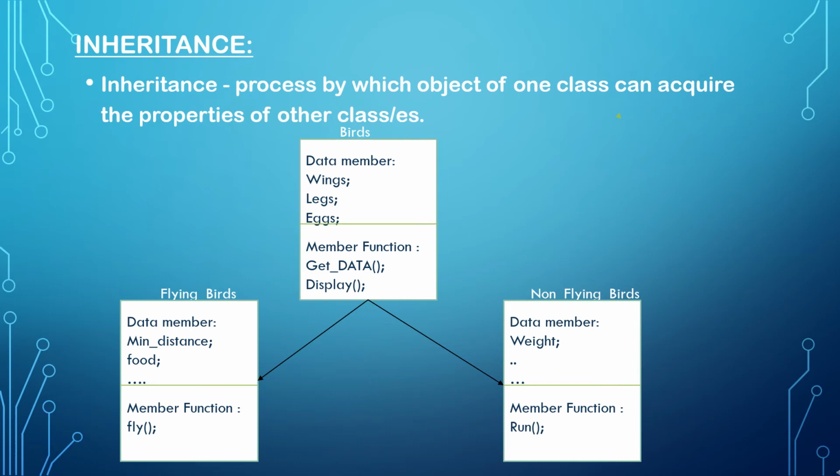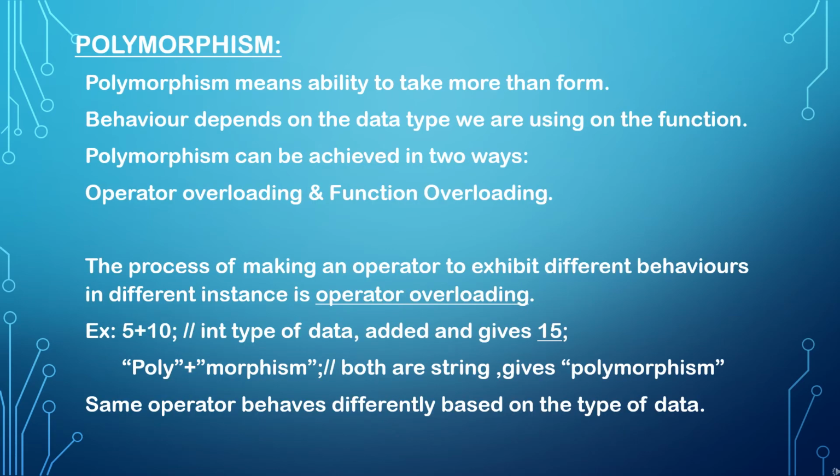So we can acquire the properties of another class using the concept of inheritance. We don't want to declare repeatedly. Here the repetition is avoided. So this is the concept of inheritance. Next we will move on to the concept of polymorphism.